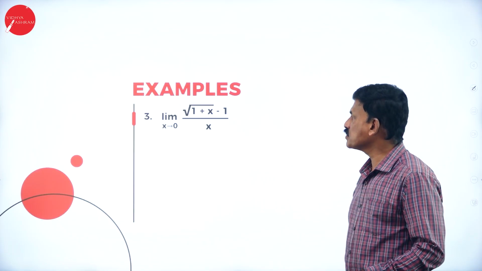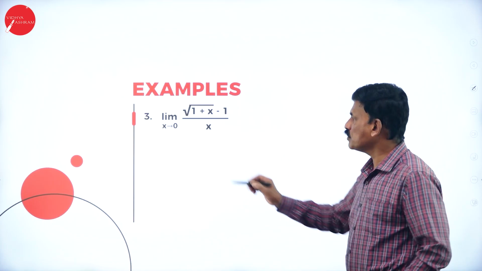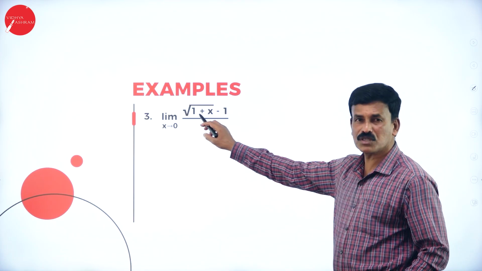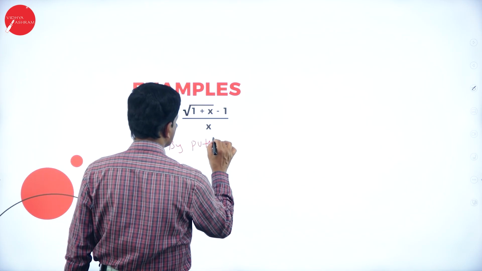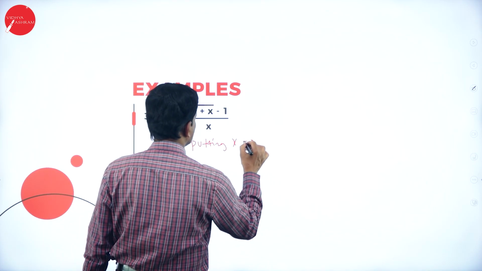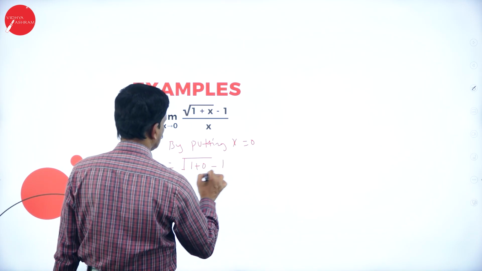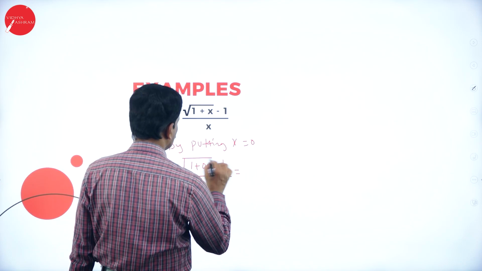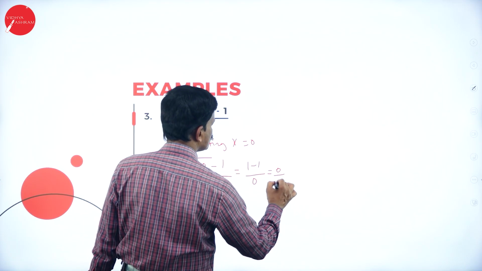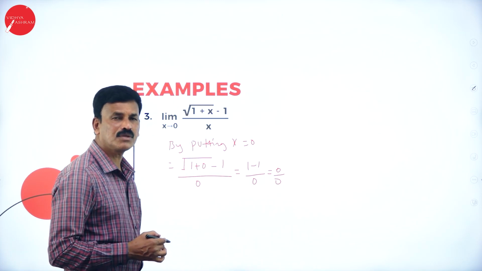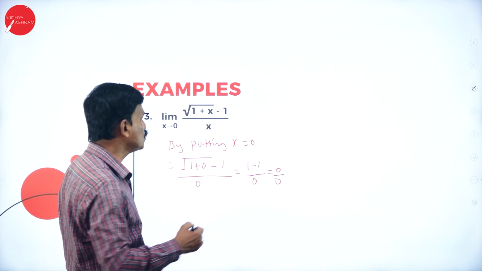Now limit x tends to 0 of root of 1 plus x minus 1 divided by x. Suppose if you put x is equal to 0, what we will get? This becomes root of 1 plus 0 minus 1 divided by 0. Root of 1 plus 0 is 1, minus 1 by 0, that's equal to 0 by 0, which is again an indeterminate form. So this can be evaluated by rationalizing the numerator.